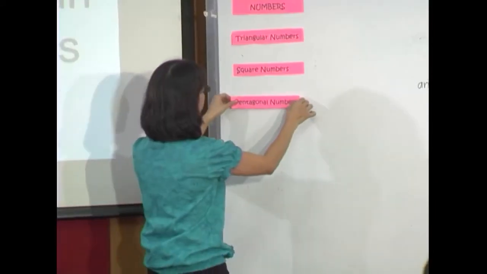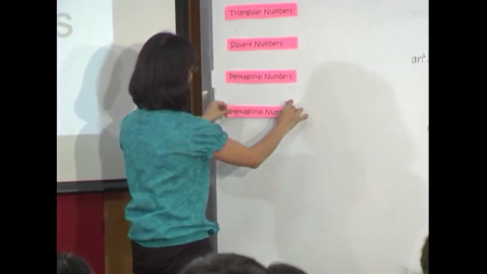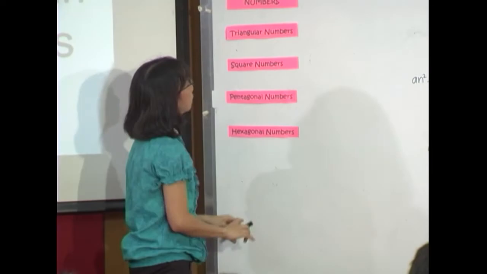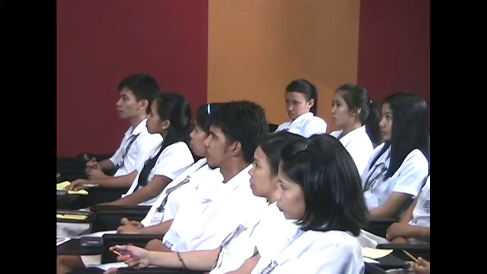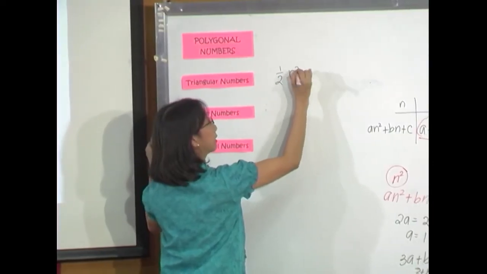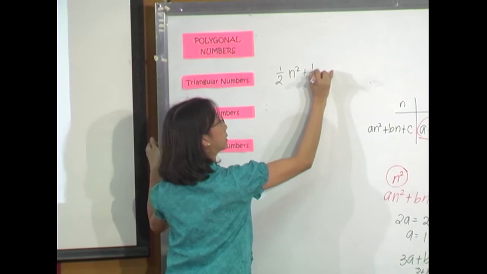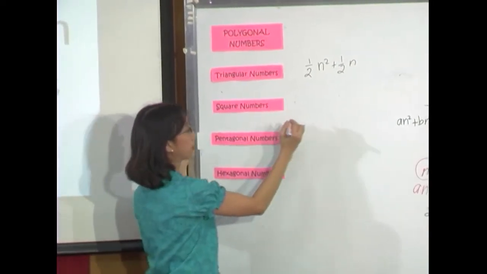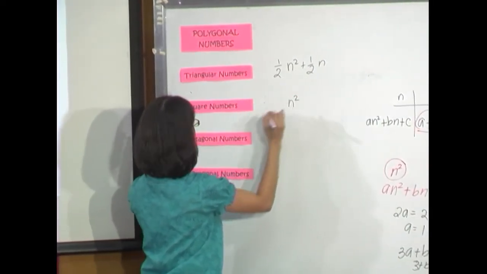And what if we have 5-sided polygons? Okay, we have pentagonal numbers. And we also have hexagonal numbers, and so on. Okay. What's the formula for the nth term for the triangular number? 1/2 n squared plus 1/2 n. For square numbers, n squared.